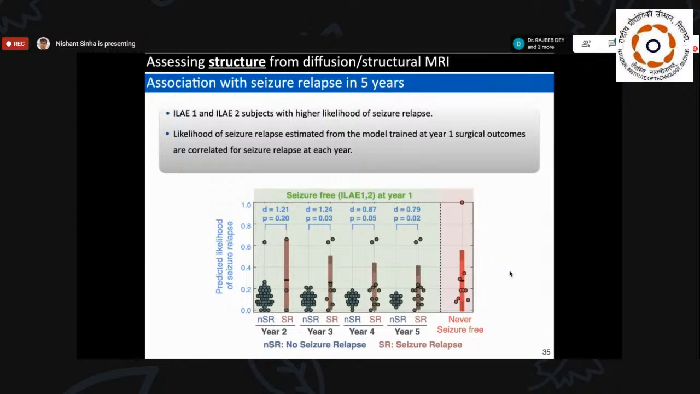We investigated the predicted likelihood of seizure relapse at every year, and we find that the predicted likelihood of seizure relapse at every year is higher amongst the patient group who had a relapse than the patients who didn't have a relapse. So the predicted likelihood of seizure relapse is associated with the actual relapses at a later year.